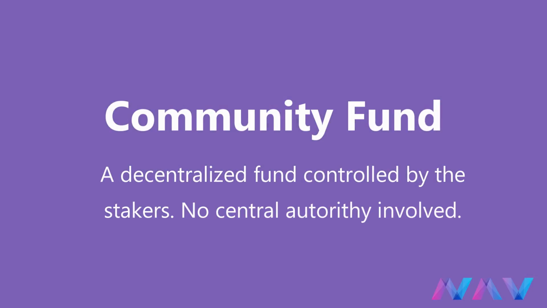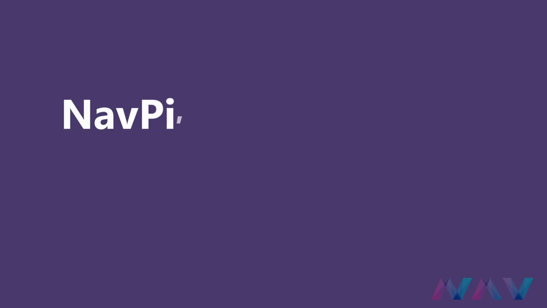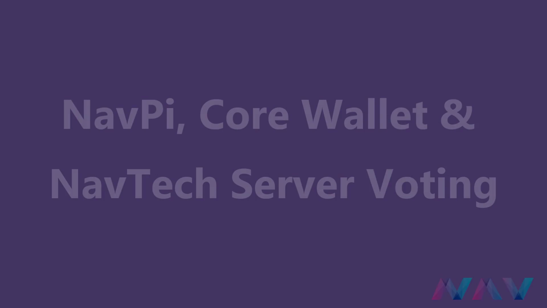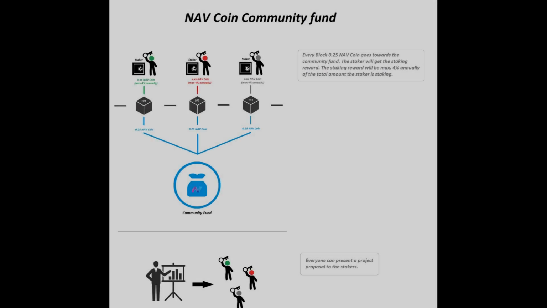Welcome to today's video about a community fund. The community fund is a decentralized fund. This means that the stakers are in control. There is no central power that can control the fund or send out any transaction without the majority vote of the stakers. It might all seem a little bit complicated, so first I'll take you through the community fund and what it is, and after that I'll explain how you start voting on your NavPi or the core wallet.